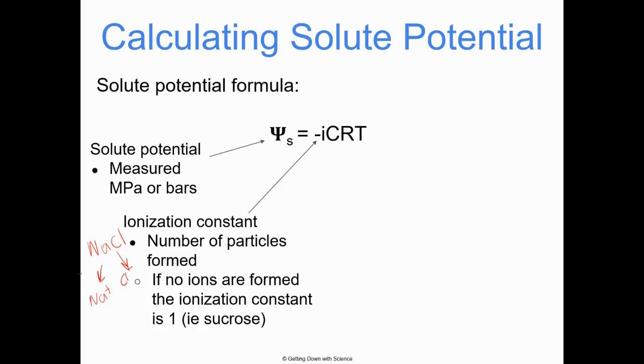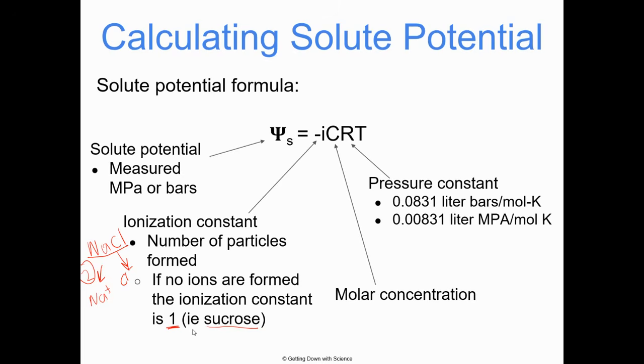So in the case of NaCl, we form two particles. If no ions are formed, then it's one, and sugar is a good example. The reason I use both of these is because these are the only two examples I've ever seen them use on the AP exam. So they'll either give you NaCl, which will form two, or sucrose, which is just an ionization constant of 1. Moving on, C is our molar concentration. R is our pressure constant, and there are the numbers for those. Again, you don't need to memorize this. The AP exam will give it to you. And then T is temperature in Kelvin, and to calculate Kelvin, you do 273 plus the degrees in Celsius. So those are both of our formulas.